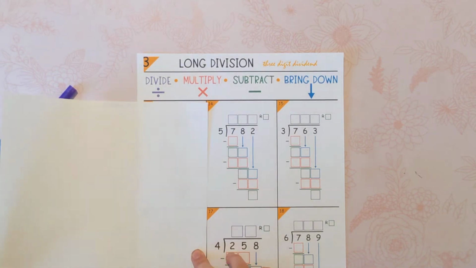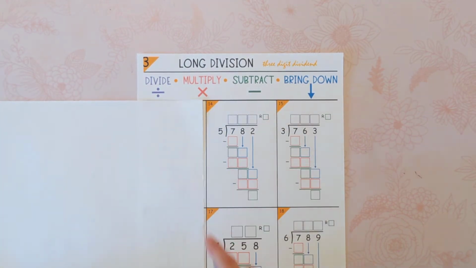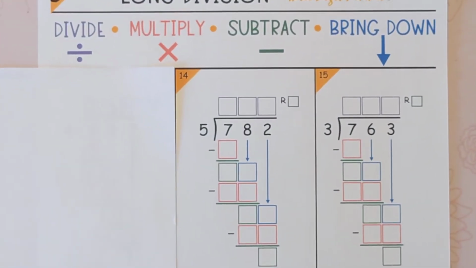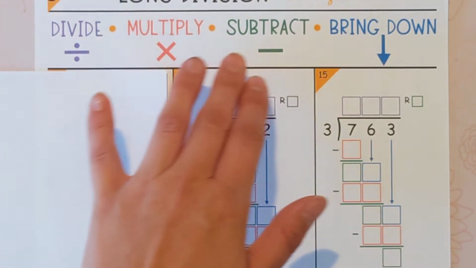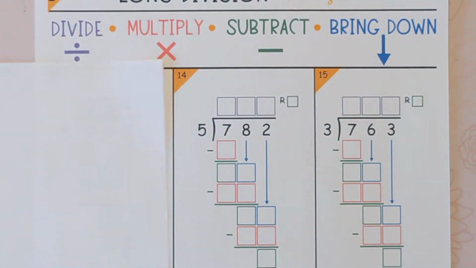Hey everybody, we're doing long division with the standard algorithm and a remainder. We're going to do 782 divided by 5. So our steps are divide, multiply, subtract, bring down. And let's go ahead and get started.